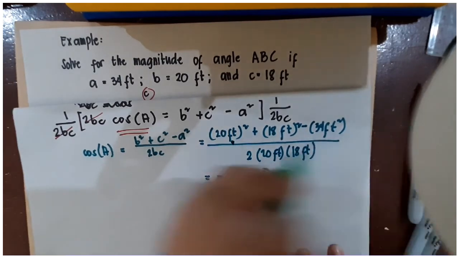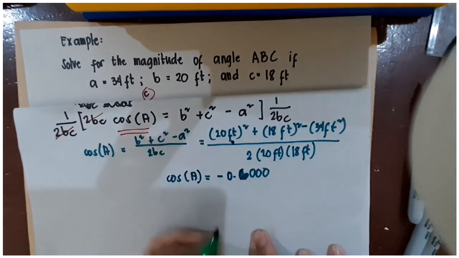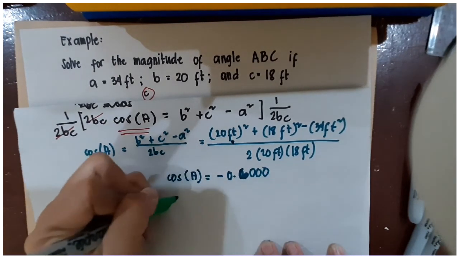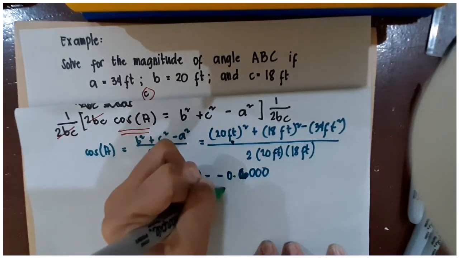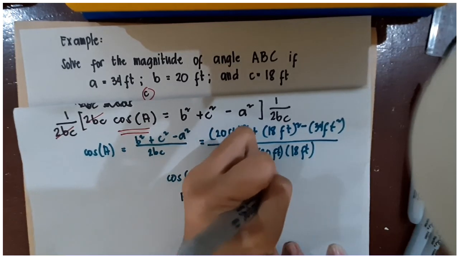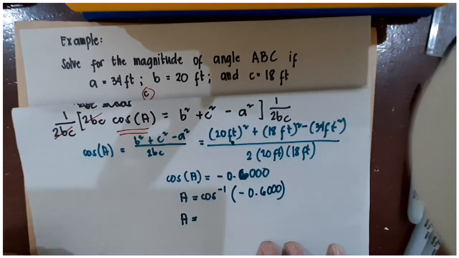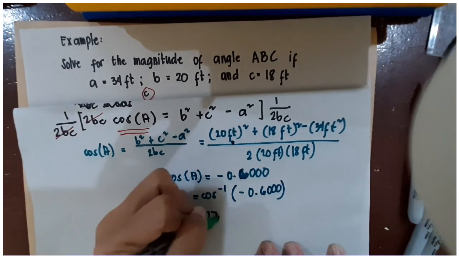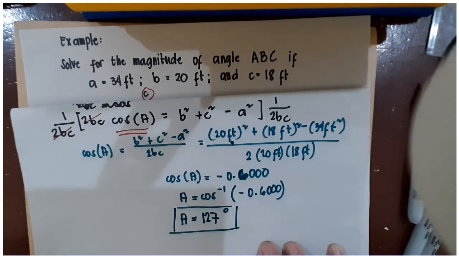Now, this is cosine A, so we have not yet gotten the angle. How do we solve for the angle? You will use your inverse cosine. Cosine inverse of negative 0.600, and then you will get 127 degrees. This is now your answer. This is now your angle A.